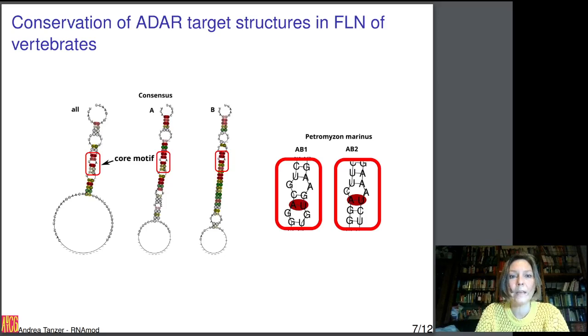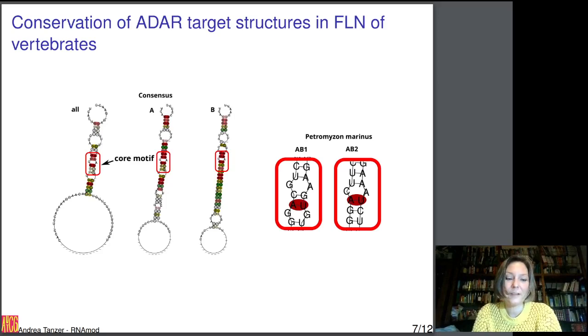And when combining those sequences in multiple sequence alignments, we see that the core motif that is recognized by ADAR indeed is conserved. So with our study, we show that the RNA editing site in filamin A and B is conserved all the way back to early vertebrates, from human to shark and even into lamprey.